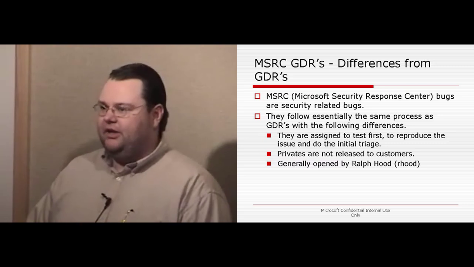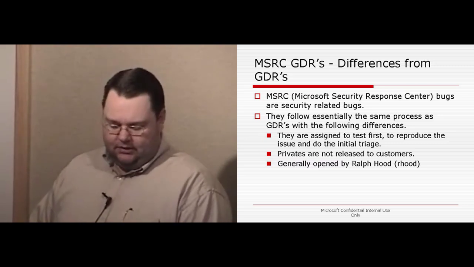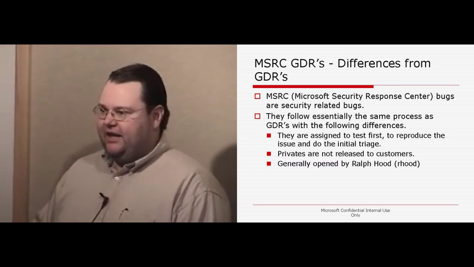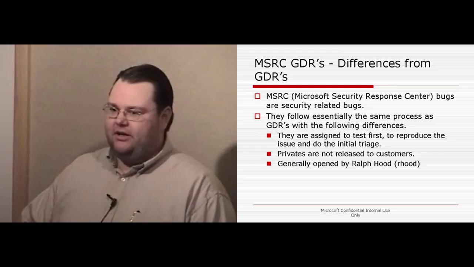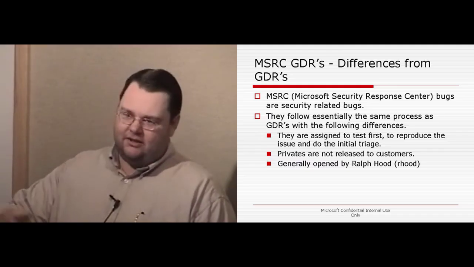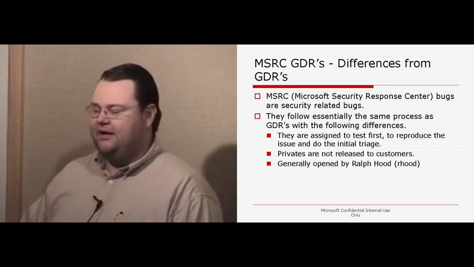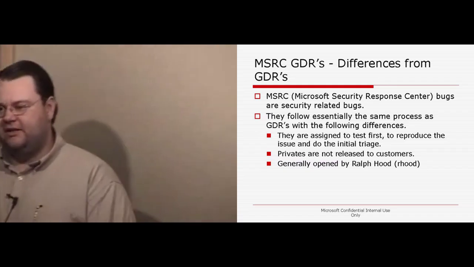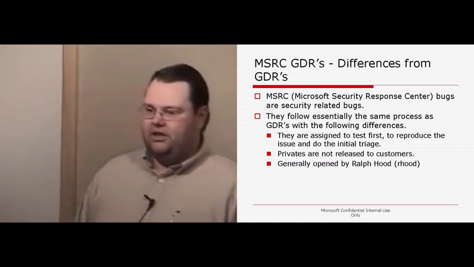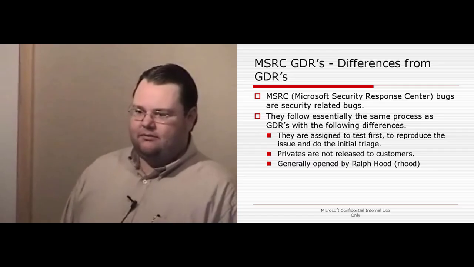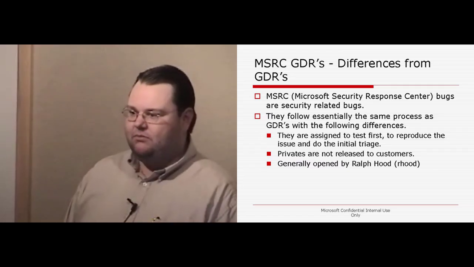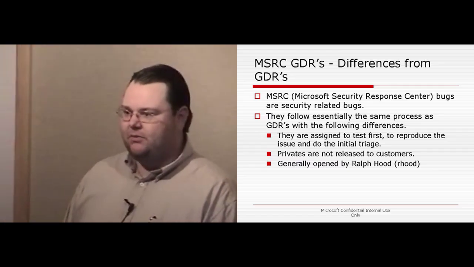And the only thing to differ for that is if a GDR was publicly known, or sorry, if an MSRC issue was publicly known, then it might go out sooner than the 5-week test pass. If there was a case where there was like a virus that was already out, then we'd push a fix out in a few days as opposed to a month.